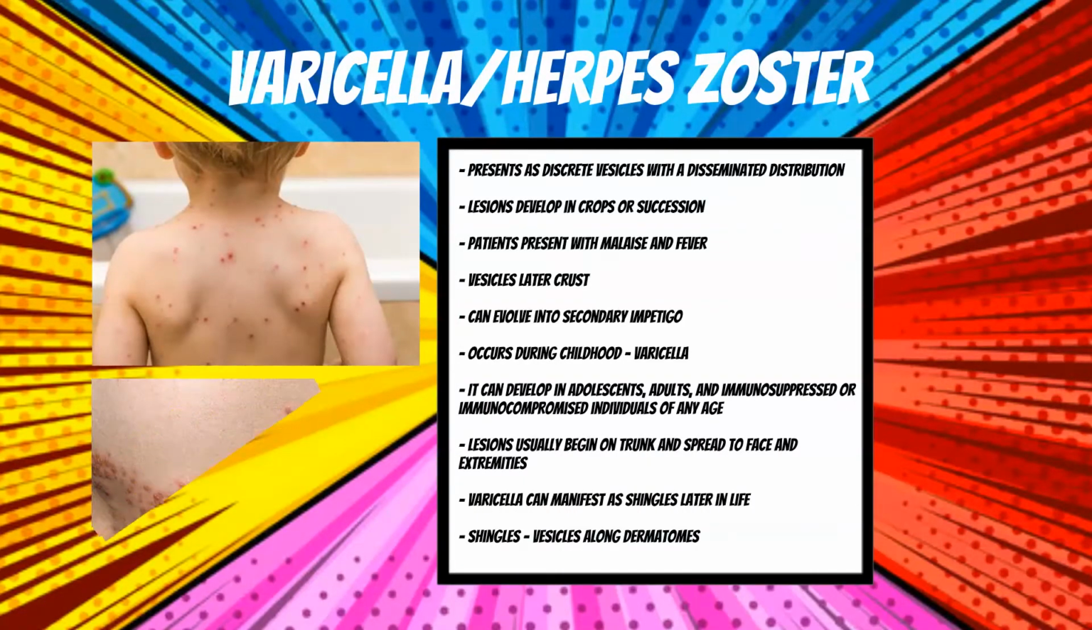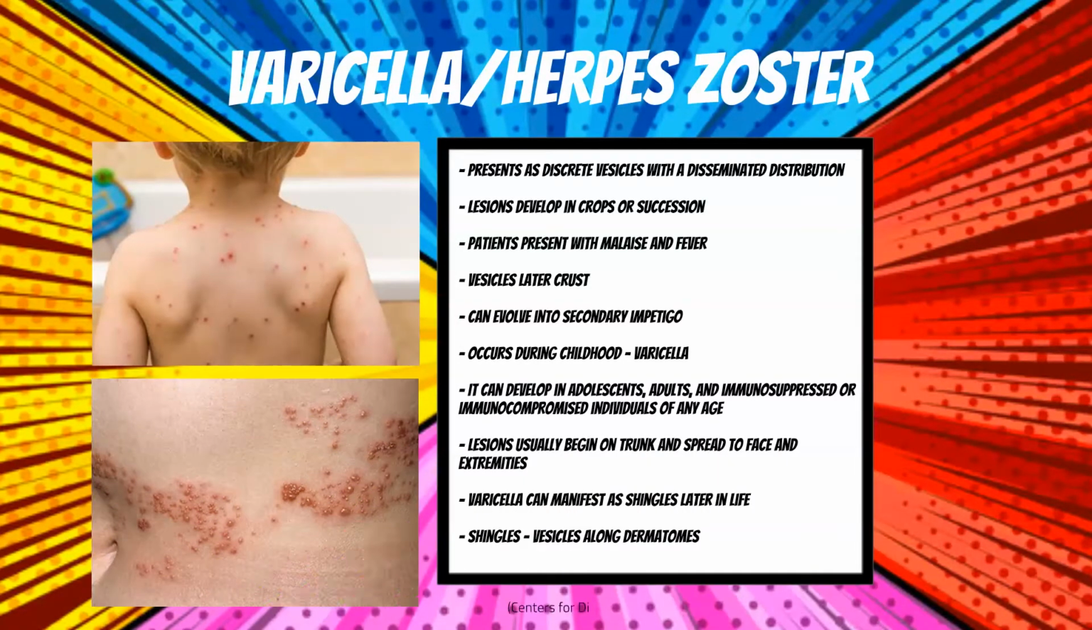Varicella occurs during childhood, but it can develop in adolescents, adults, and immunosuppressed or immunocompromised individuals. If it does, it's more severe. Generally, these lesions occur on the trunk and spread to the face and the extremities. Herpes zoster, or shingles, is the manifestation of varicella later in life. It presents as a painful rash with vesicles that run along dermatomes, most commonly on the sides and back.